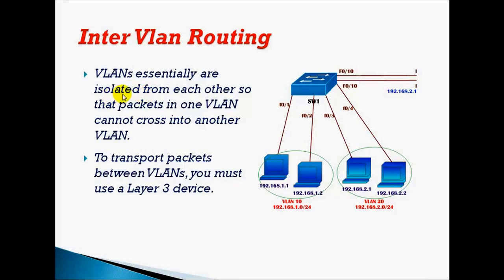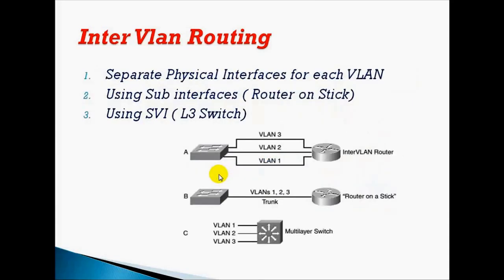VLANs essentially are isolated from each other. They will not communicate with each other, so the packets from one VLAN will never go to another VLAN. If you want to send packets from one VLAN to another VLAN, we need to have a layer 3 device, which means we need a router.